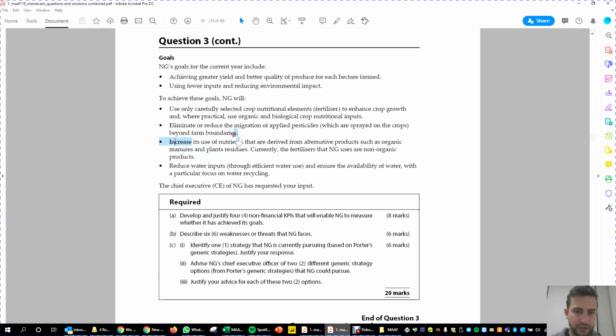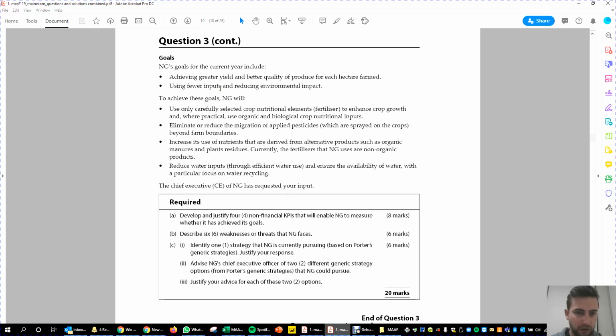Okay, so for the third one, increase in its use of nutrients that are derived from alternative products, such as organic manures and plant residues. So what we could say here is, so is it going to be number, percentage? So this is something that we could venture as a percentage. It's a percentage of nutrients that are organic. So that's reasonable. So we could say percentage of nutrients that are organic at the farm within a 1 year period. Something like that. That would satisfy all of the SMART.